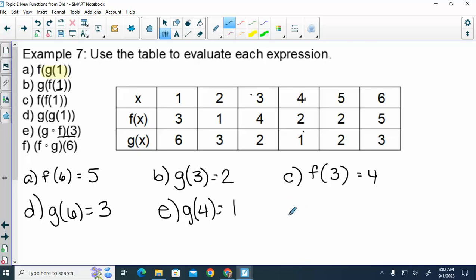F. F composed with G of 6. So we start with G of 6. When X is 6, G is 3. And we have F of 3. So when X is 3, F is 4. How do we do with those?